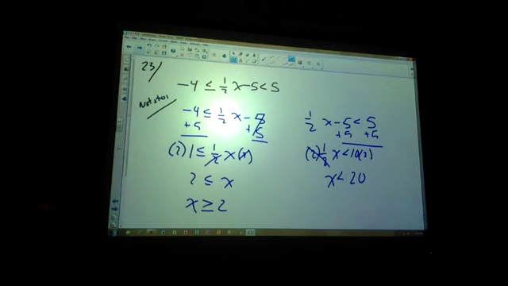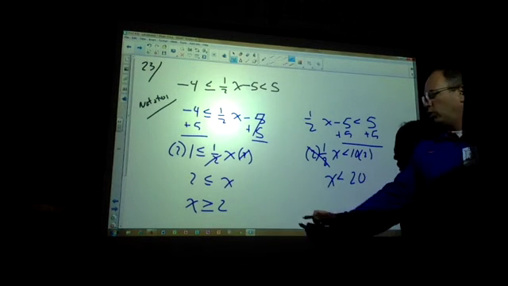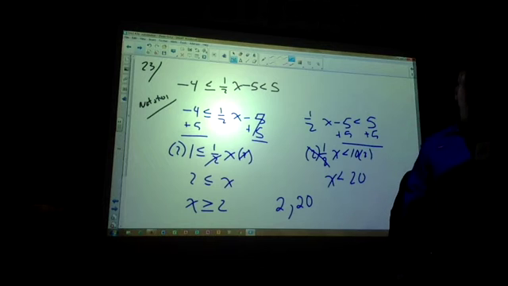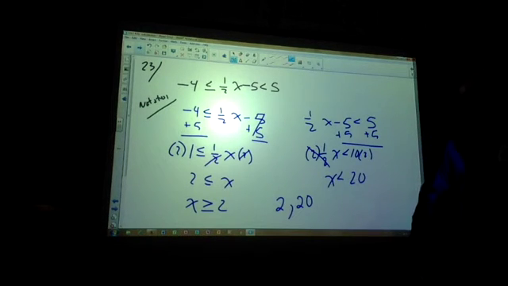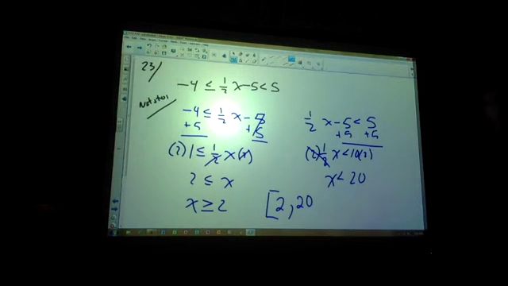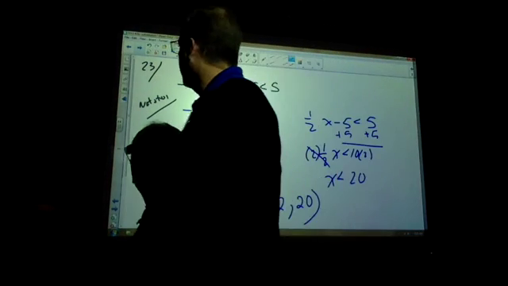So where am I starting? At 2. Where am I going to? 20. Did I start at 2? Did I include 2? Yes. It's an equal sign, so it's a square bracket. I ended at 20. Did I include 20? No. Rounded bracket here. There's your answer. Cool?